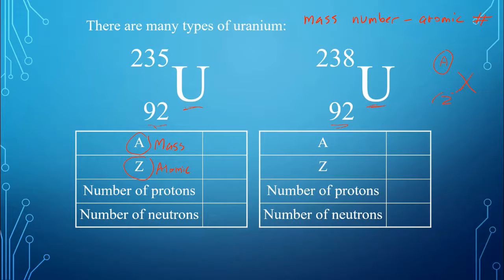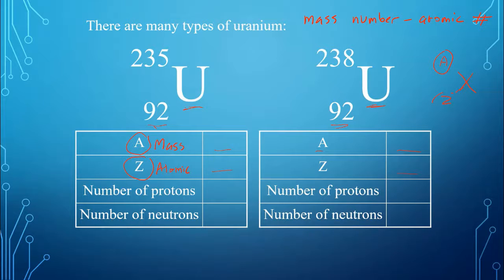So have a go at those. See if you can work out, for starters, what's the mass number of uranium-235? What's the atomic number of uranium-235? And once you've done that one, head over to uranium-238 and do the same thing here. What's the mass number of uranium-238? And what is the atomic number?